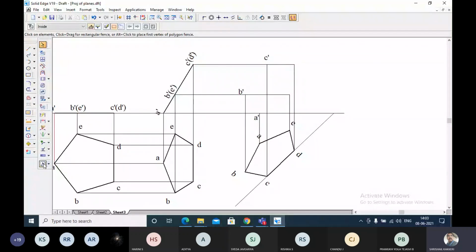Now let me write D dash, and E. This is E and E. Let me write anywhere outside the figure. Don't write inside. E dash. Now let me join all those by using the visible line because this is visible.